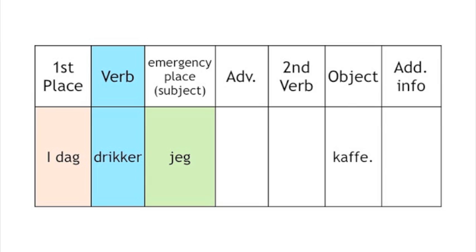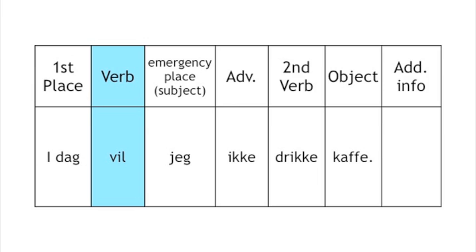We can also put another piece of information at the beginning of the sentence if we want to highlight it specially. For example, the object. Let's imagine we want to say that we drink coffee and not tea. So it will be kaffe dricker jag idag. But please remember the main rule. The verb will all the same be at the second place. So the subject will still have to take its emergency place.